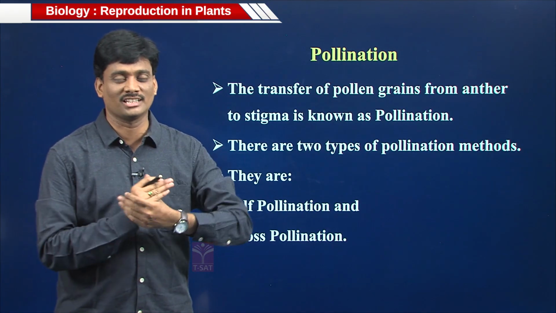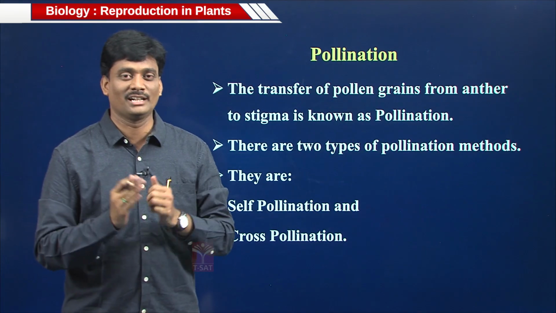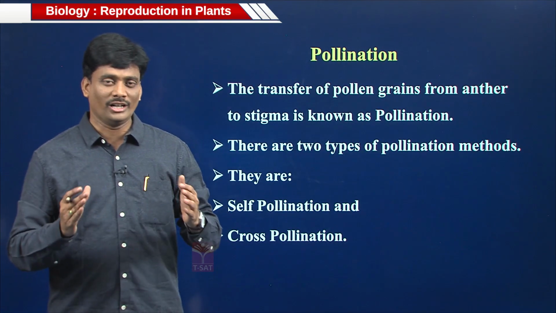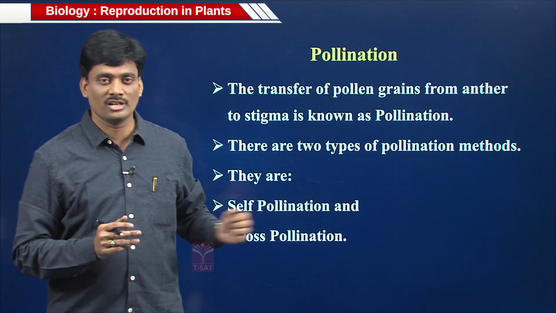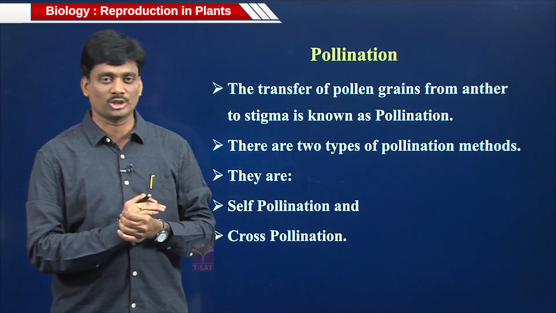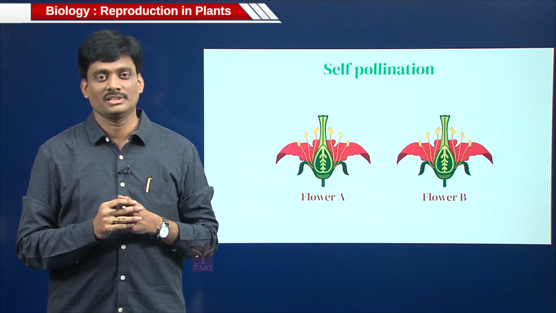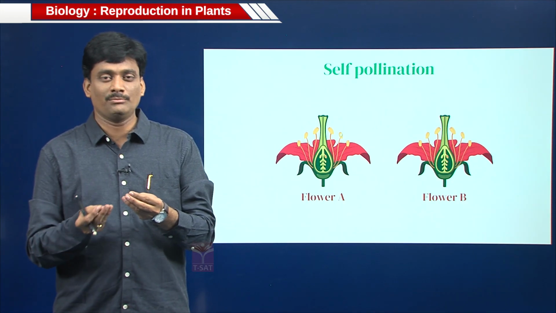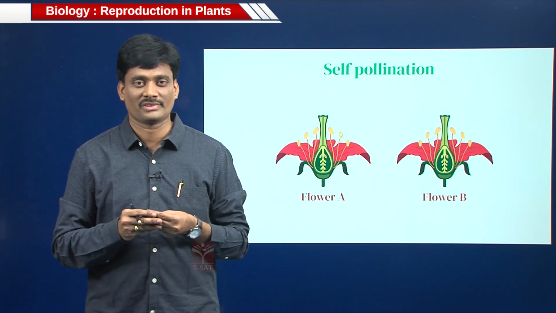Here pollination is nothing but the transfer of pollen grains from anther to stigma. Pollination is of 2 types. One is self pollination and the second one is cross pollination. Then what is meant by self pollination? Here, when the pollen grains reach the stigma of the same flower, it is called self pollination.